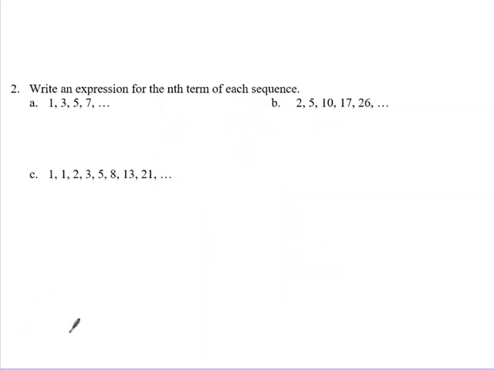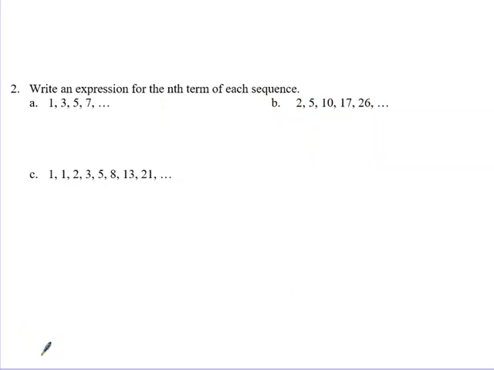Next, we want to look at writing an expression for the nth term of each sequence. So we are doing the reverse of what we did on the previous examples. We are given a list of numbers. We need to write the rule or the equation or the expression for the nth term.